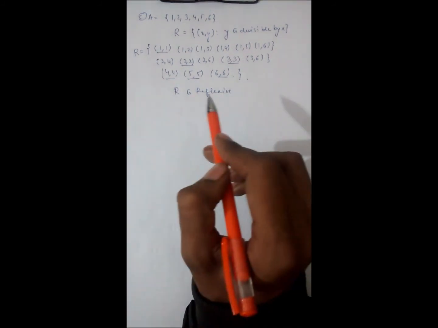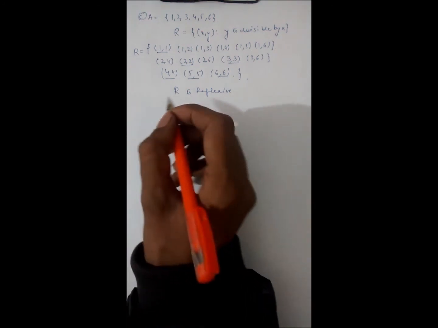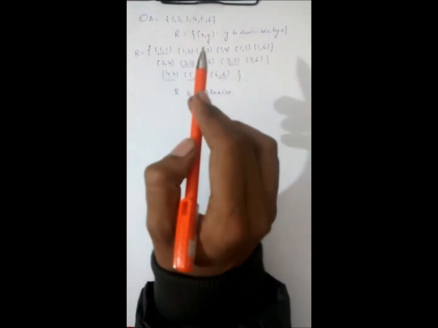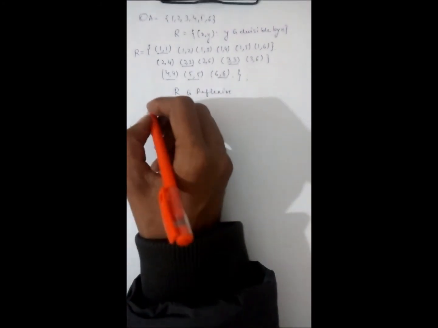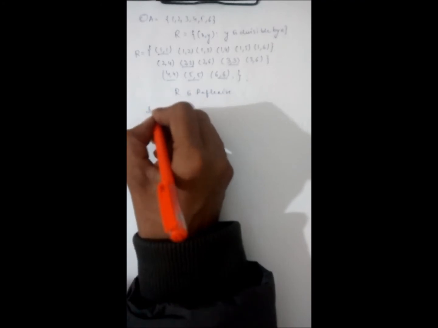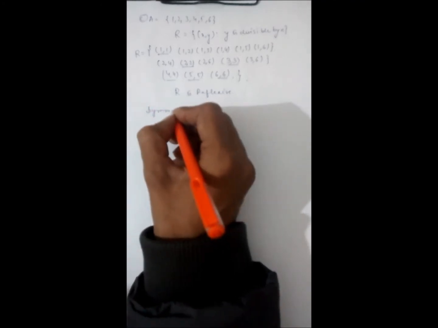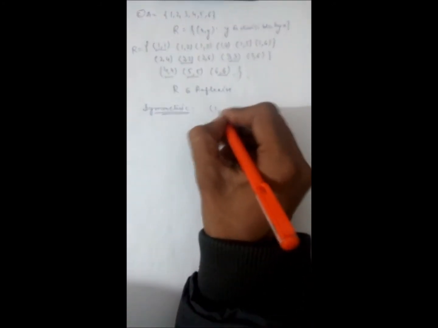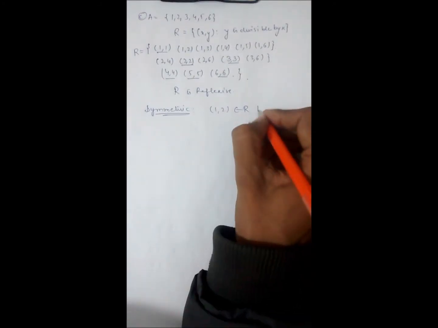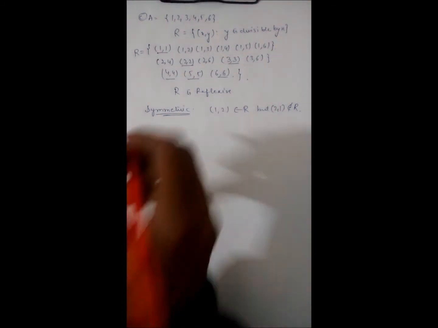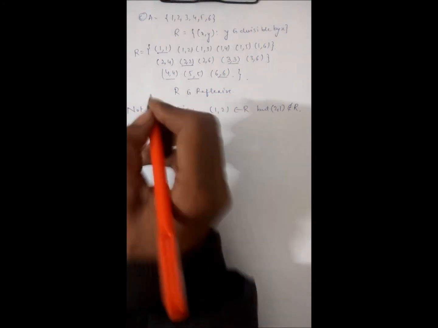Like about symmetric, what do we have? Do we have 2,1? No, because 1 divides 2 and 2 does not divide 1. So about symmetry, we can give an example. It is not symmetric because 1,2 belongs to R, but 2,1 does not belong to R. So this is not symmetric. This makes it not symmetric.